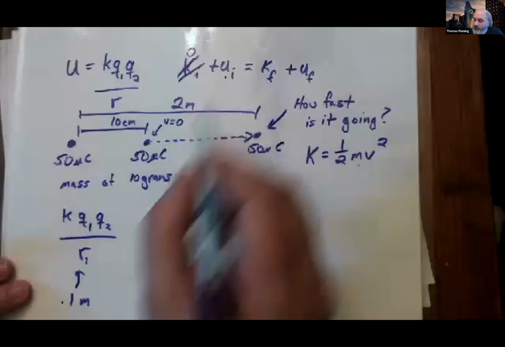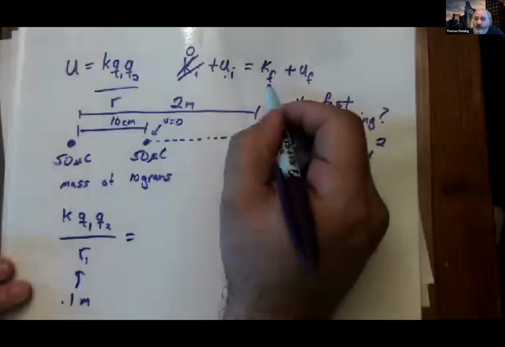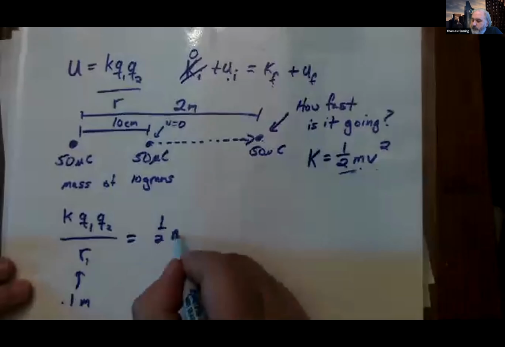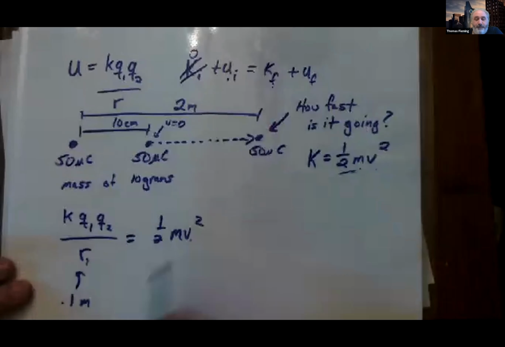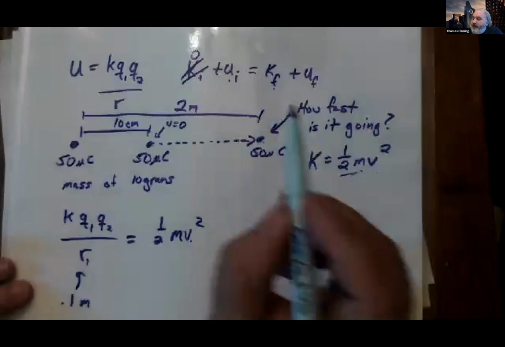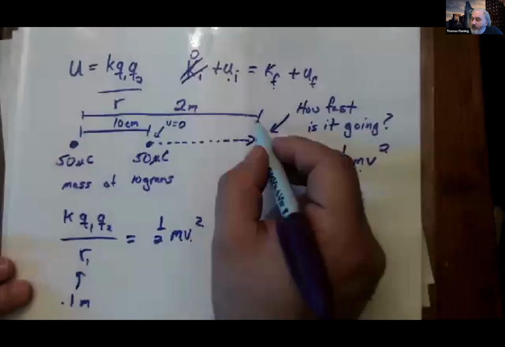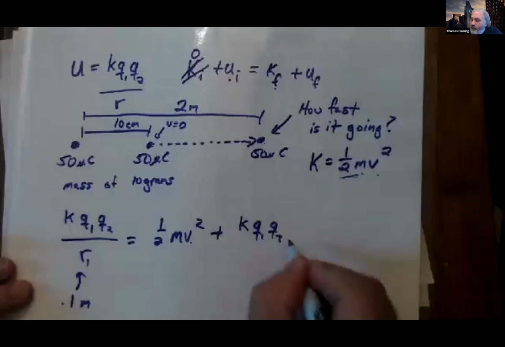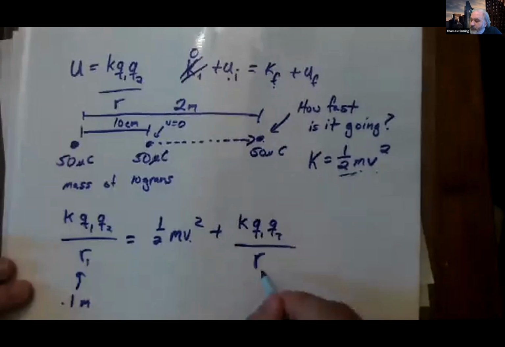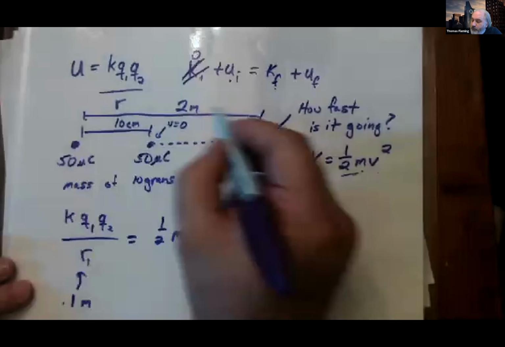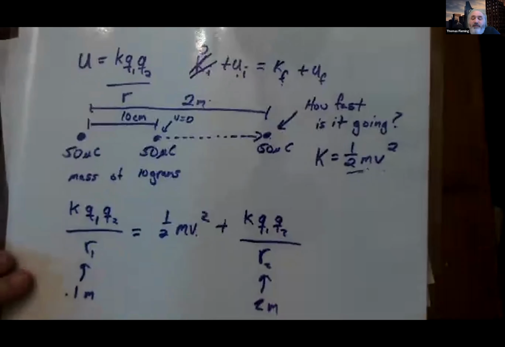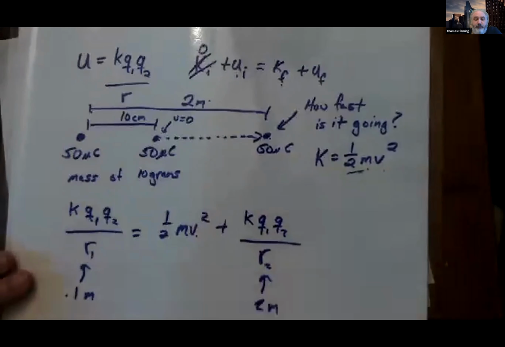Now that has to equal K final, but K final is going to be whatever 1/2 mv squared is when he gets over here. And we'll be solving for V. Meanwhile, plus U final is the potential energy when I'm all the way out here. So plus K Q1 Q2 over, I'll call it R2, but R2 is the whole 2 meters. So now all I've got to do is crunch the numbers and solve for V.